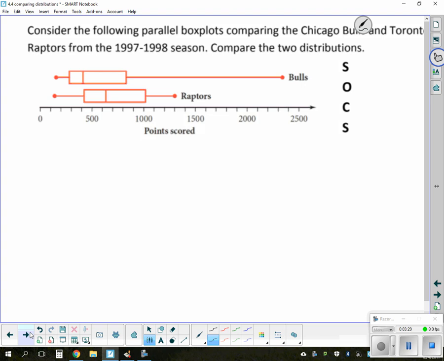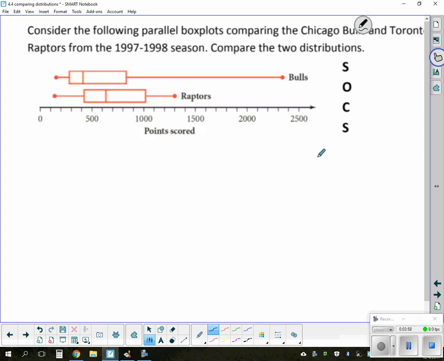All right, so this example is a parallel box plot. Obviously, there are two box plots. We say parallel because they are parallel to one another. Also, you can call them a double box plot, obviously, because there are two. So we're comparing the Chicago Bulls and the Toronto Raptors from the 97-98 season. This is going back to the Michael Jordan era. And we want to compare the two distributions. Little acronym over here to remind you to hit all of your points.